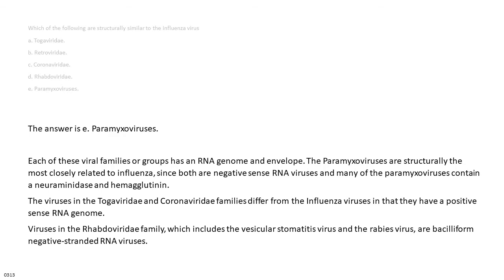The viruses in the Togaviridae and Coronaviridae families differ from the influenza viruses in that they have a positive-sense RNA genome. Viruses in the Rhabdoviridae family, which includes the vesicular stomatitis virus and the rabies virus, are bacilliform negative-stranded RNA viruses.